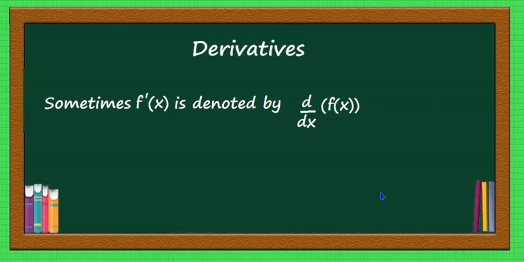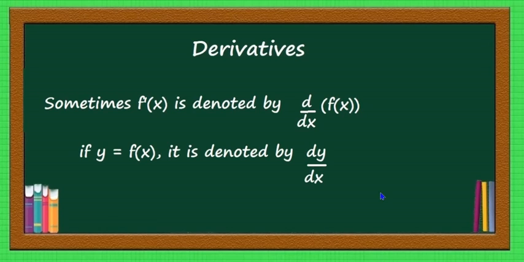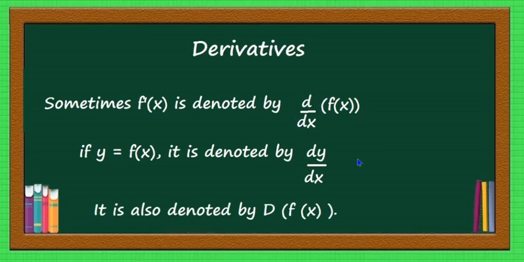And sometimes f dash of x is denoted by d by dx of f of x. And suppose y is equal to f of x, and it is denoted by dy by dx. See here, this is the notation for derivative of y with respect to x. And while writing the derivative of the function, d by dx of a function, this should be together and it should be written like this only. And it is also denoted by d of f of x. These are the three different representations of the derivative of the function y is equal to f of x.